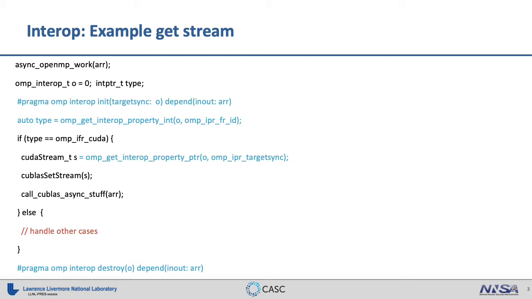Then you can get the interop property out. In this case, you're getting the foreign runtime ID. You make sure that it's CUDA. You get the interop property that is the target sync object, which in this case we're casting off to a CUDA stream. Set the stream into cuBLAS, say, and then go do some asynchronous work in cuBLAS. Destroy the interop object, and then this waits on the CUDA stream that is referenced in the target sync object so that dependencies on our side respect that dependence on the CUDA code.